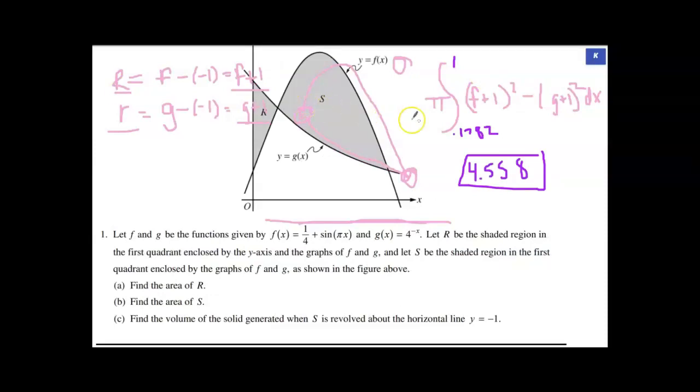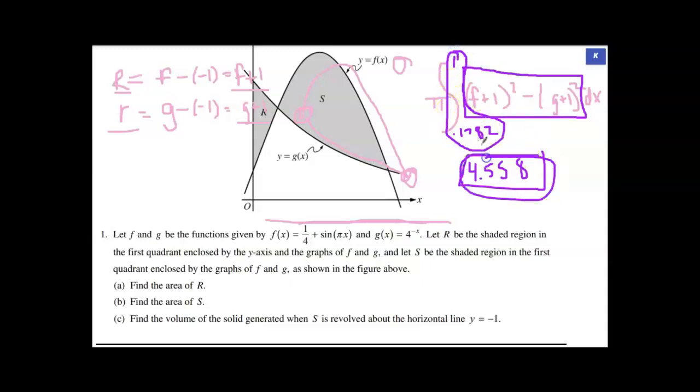All right, so there is the final answer in the box there, 4.558. This was another 3-point question. You would get 1 point for having this set up correctly. You would get 1 point for having the correct limits, and also 1 point for the correct answer. The pi is probably just going to be considered part of the integrand there, so that's part of that 1 point. So there you guys have it.